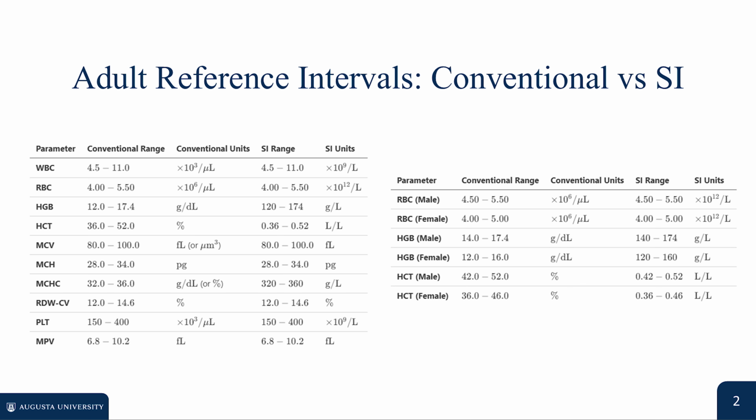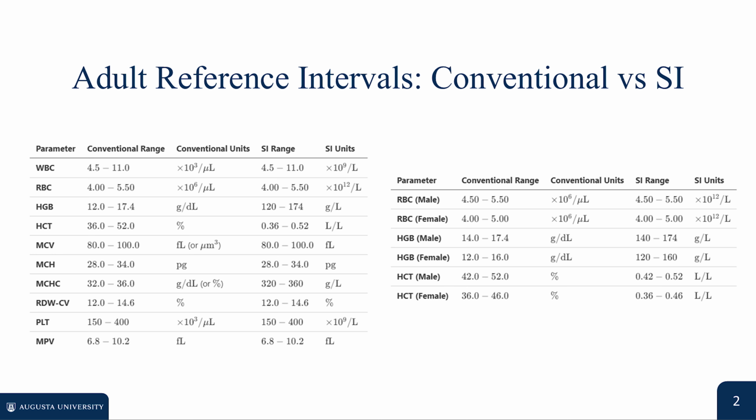Hemoglobin for males spans 14.0 to 17.4 grams per deciliter, which converts to 140 to 174 grams per liter in SI units. For females, the hemoglobin reference range is 12.0 to 16.0 grams per deciliter, or 120 to 160 grams per liter in SI units.